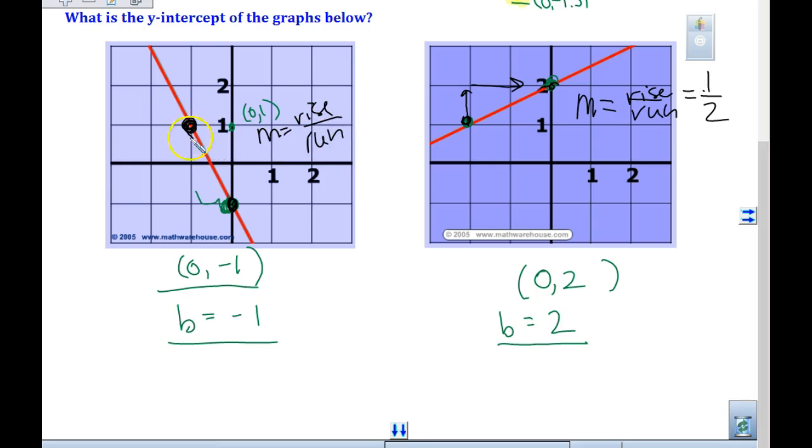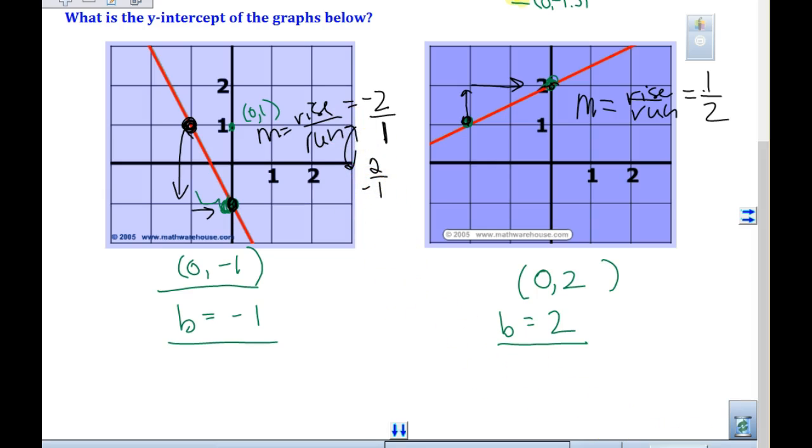What would my rise over run be here? I go from this point and I go down. Rise would be -2. And the run would be a positive 1. And does it matter if I have 2 over -1 or -2 over 1? These two are the same, right? So we kind of talked about that Friday.